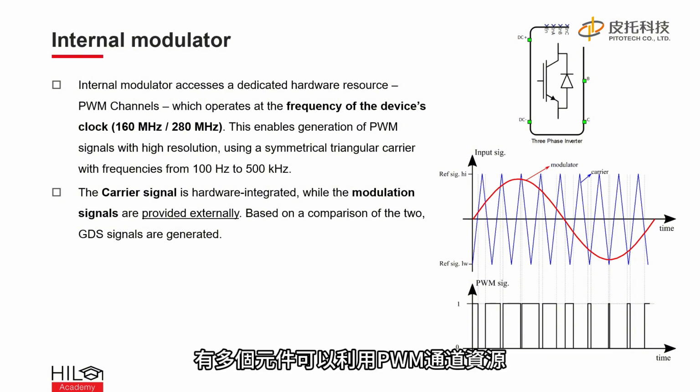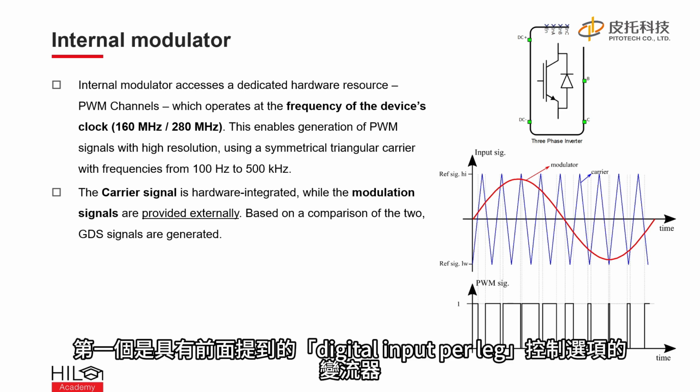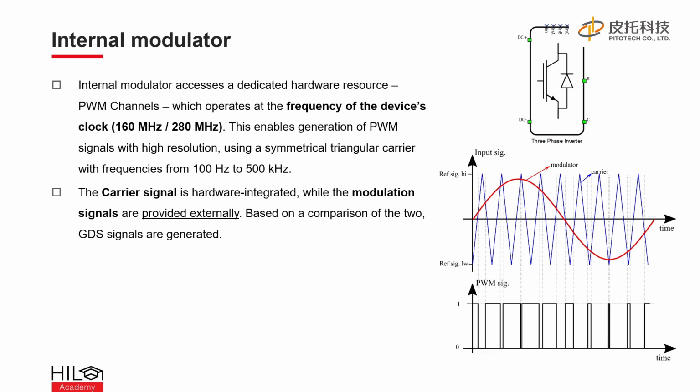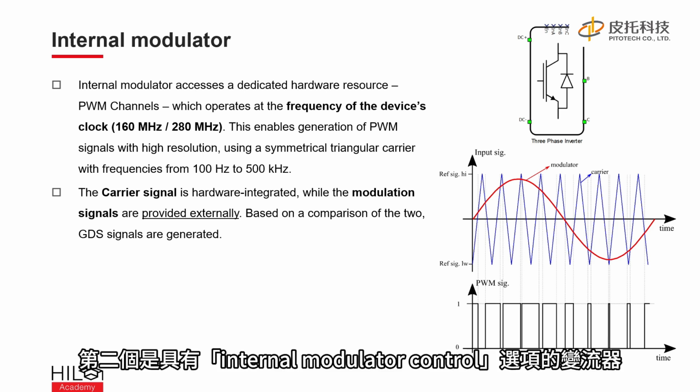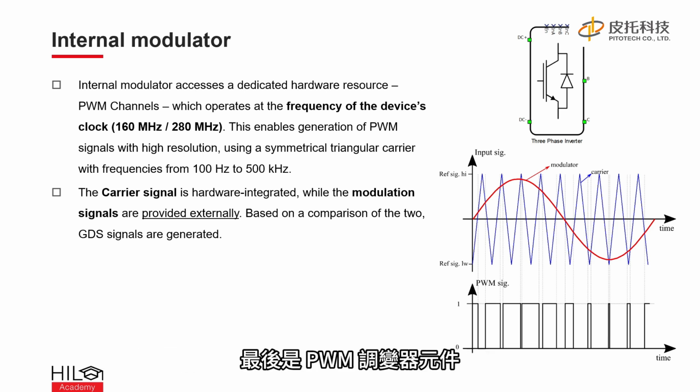There are multiple components that can utilize the PWM channel's resource. The first is a converter with the digital input per leg control option, as mentioned. The second is a converter with the internal modulator control option. Last is the PWM modulator component, which will be discussed at the end of this lesson.